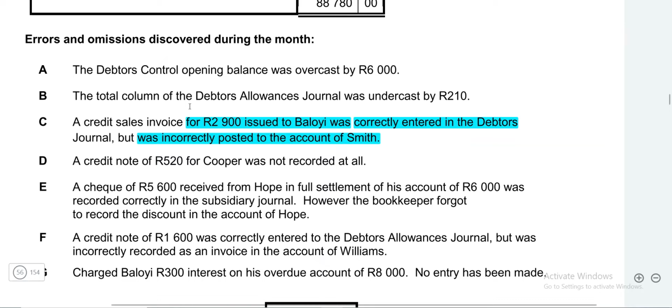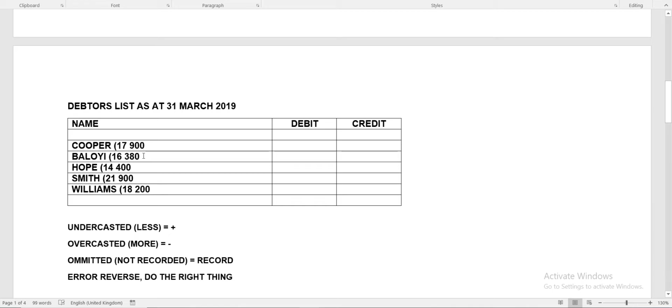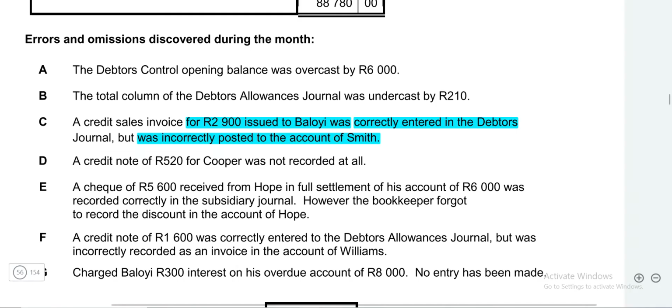So this invoice was by mistake added to the account of Smith. In the debtors journal, everything is fine, but the problem is with the individual list. So meaning that we must subtract it from Smith's account and add it to Baloy. So we're going to Baloy's individual account in the list, and then here's Baloy. So we'd say plus 2,900, and then we'll go to Smith's account and say minus 2,900. So we've done the reconciliation for that.